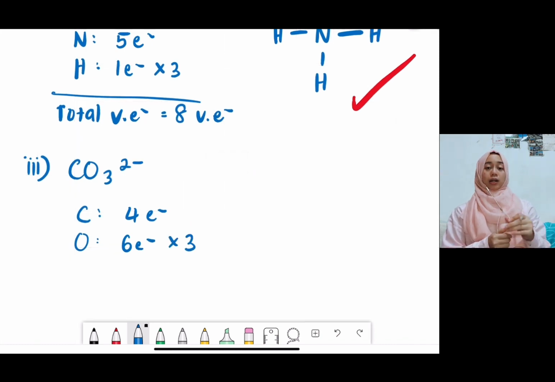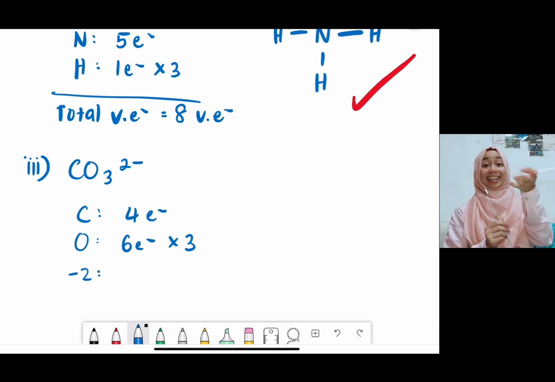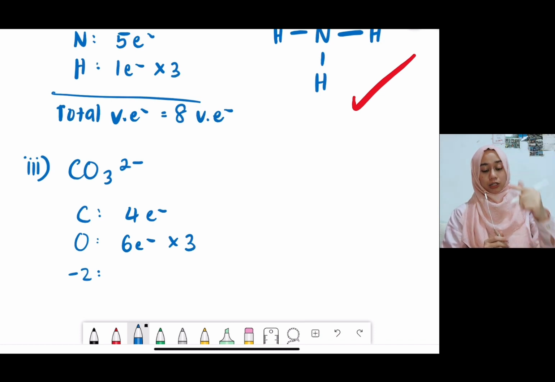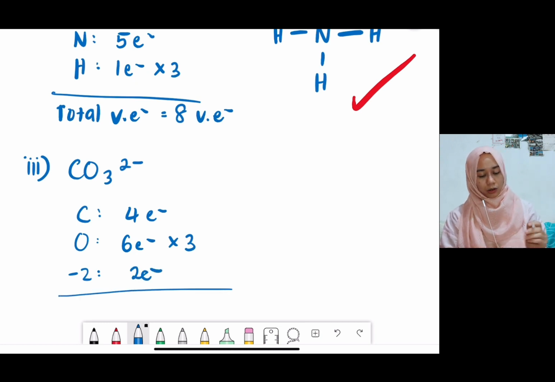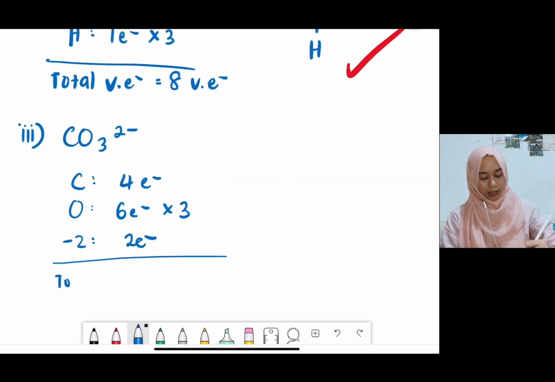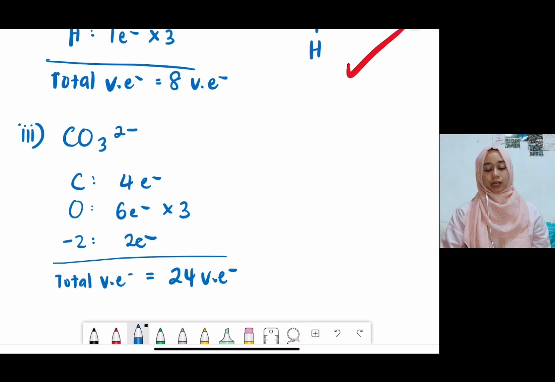Okay, tapi now we are dealing with polyatomic ions. Ions ada charge. Okay, so dia ada negative 2 charge dekat sini. Negative bermaksud gain electron, kita tak remove electron. Gain electron kan? So that's why kita kena tambah 2 electron dekat sini. Therefore total valence electron yang kita ada adalah sebanyak 6 darab 3, 18, tambah lagi 6, 24 elektron. Okay, ada 24 valence electron.